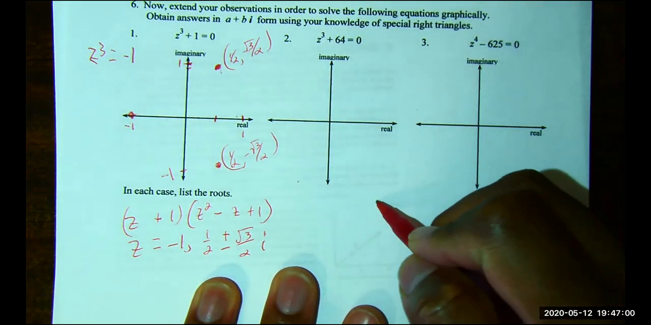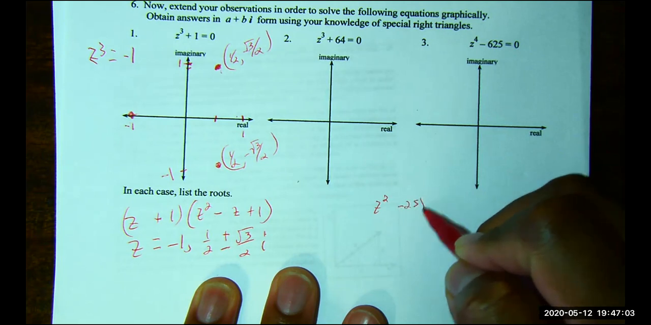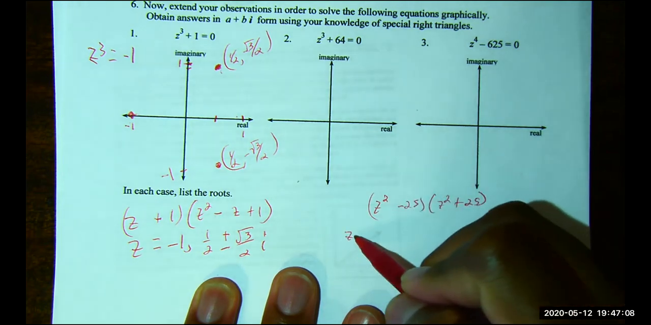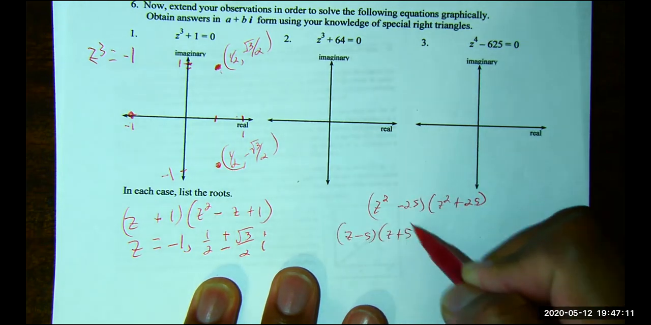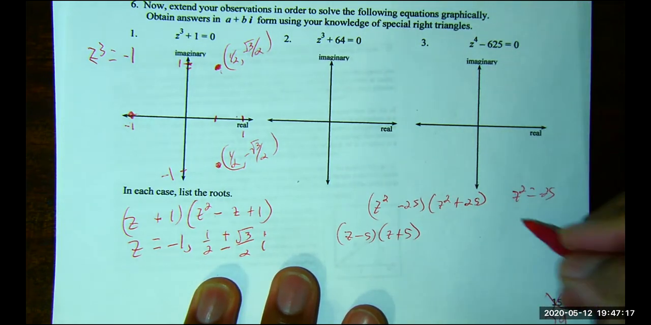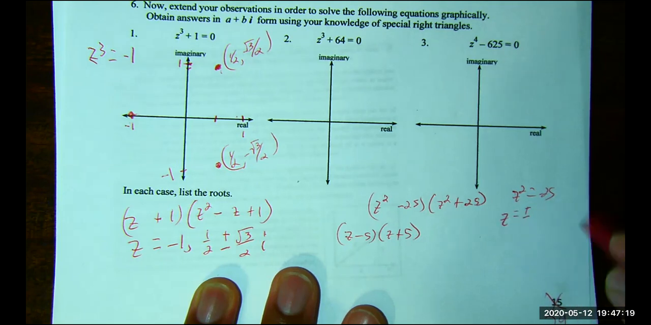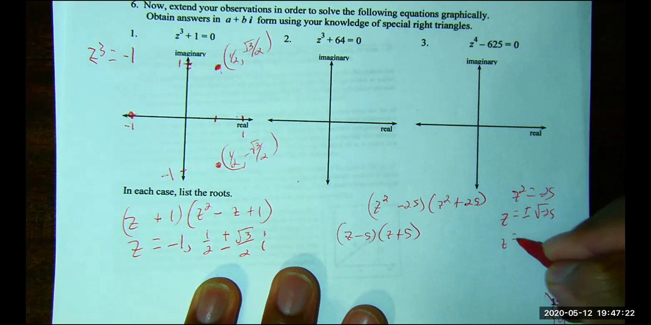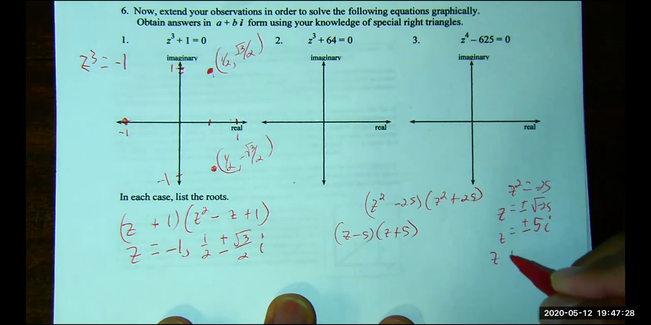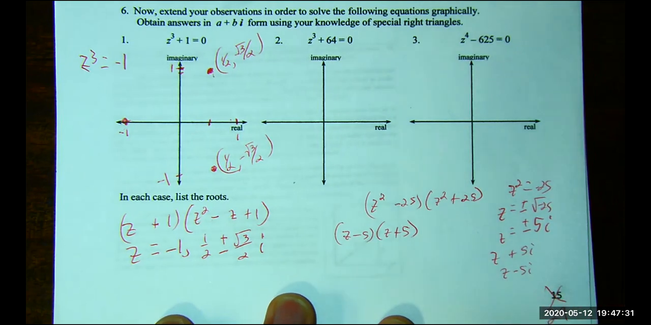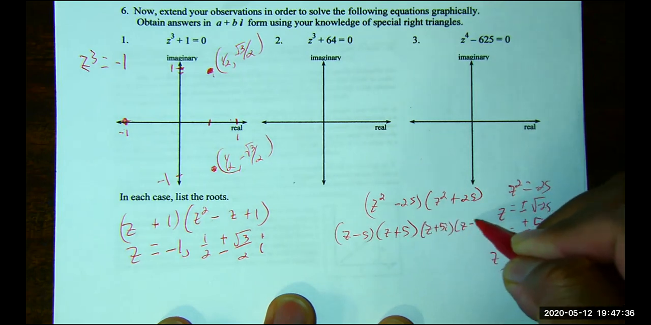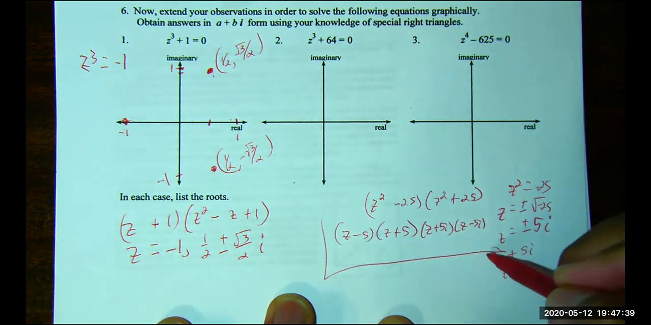z squared minus 25, z squared plus 25. So this is going to be z minus 5, z plus 5. We're going to have to break this down a little bit. z squared equals negative 25. z equals plus or minus square root of negative 25. z equals plus or minus 5i. Going backwards, z plus 5i, z minus 5i. So this is the factored form.